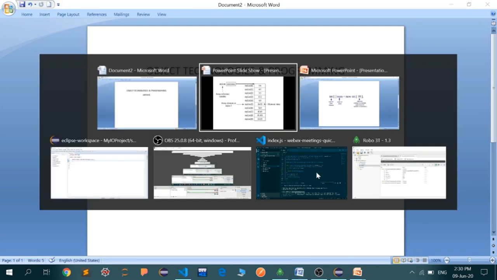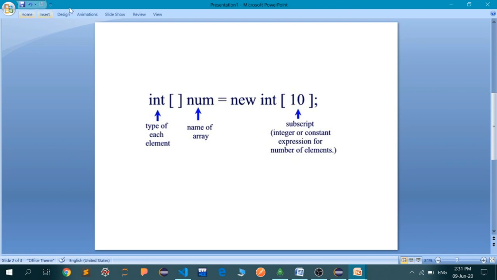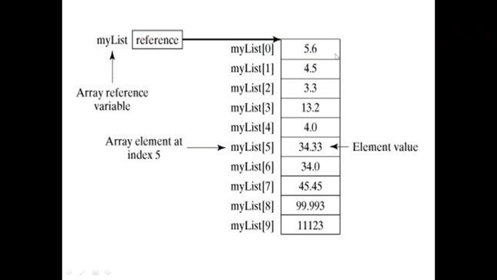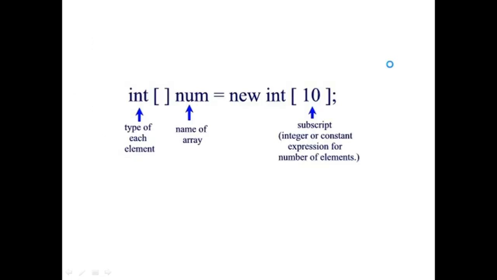Let me get to a slide. Now this is how an array looks like. Okay, so this is your array. An array is just a collection of similar elements, and as you can guess from here, 5.6, 4.5, 3.3, 13.2, 4.0 and all of these elements are actually your float, or you can say double, elements. Okay, I will stick with the float element.